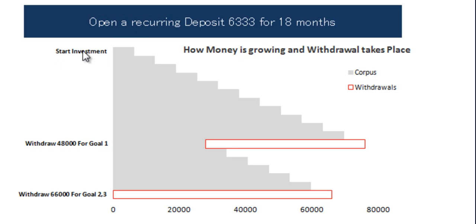So you will start your investment, your wealth will start growing, and then after 12 months you can withdraw 48,000 for goal number 1, and the moment you withdraw, your whole corpus will come down, and then because you are investing 6,333 every month, it will again increase, and at the end of the 18th month you can then withdraw for goal number 2 and goal number 3. It's self-explanatory, so you can just put all these numbers in for yourself, and you can see its effect. So this is how you use this calculator.